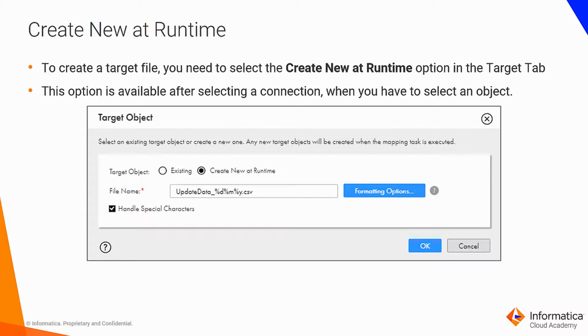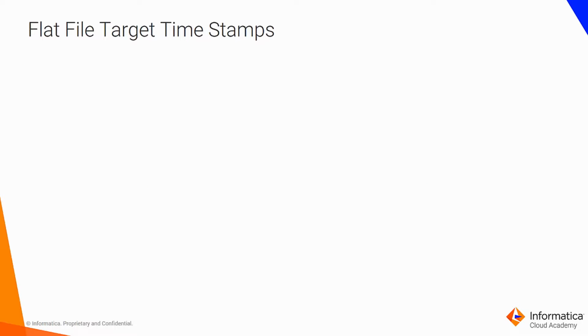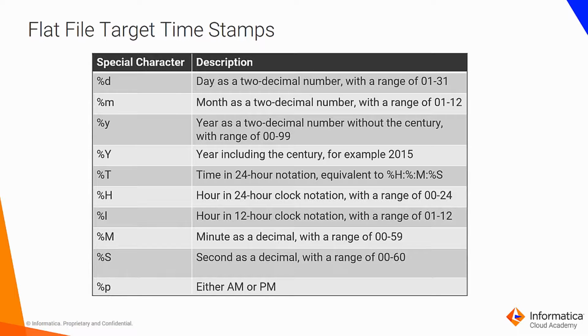When you create a flat file target at runtime, you can choose to append timestamp information to the file name to show when the file is created. When you specify the file name of the target file, you include special characters based on Linux strftime function formats that the mapping configuration task uses to include timestamp information in the file name. The table on your screen describes some common strftime function formats that you might use.